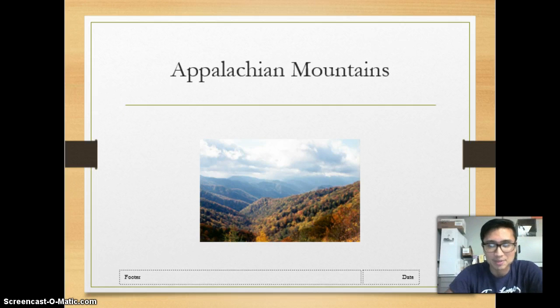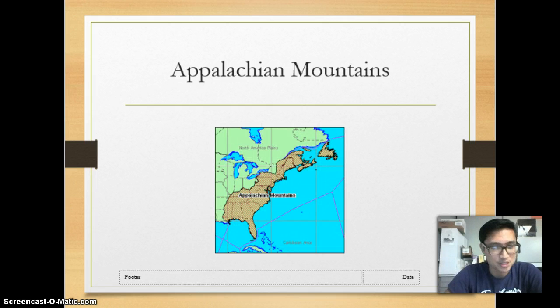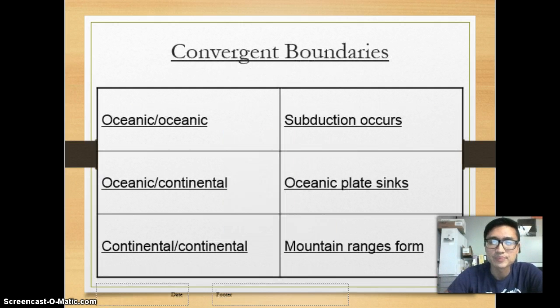So here's a picture of the Appalachian Mountains. I have never been, but I would love to go, especially right now since it's fall. This is pretty much the range of the East Coast, with the Appalachian Mountains being in Virginia and Kentucky and Tennessee.